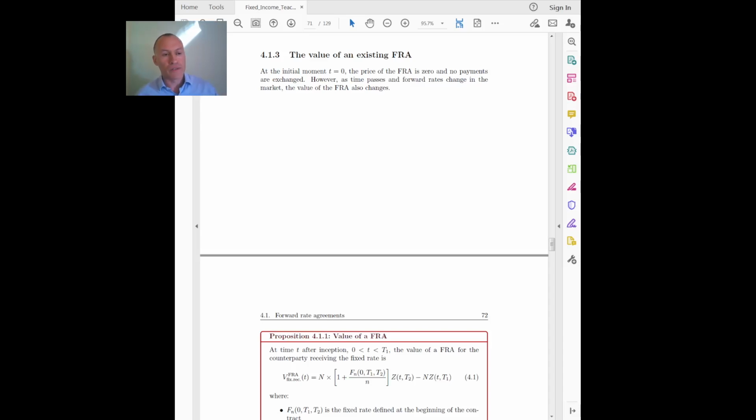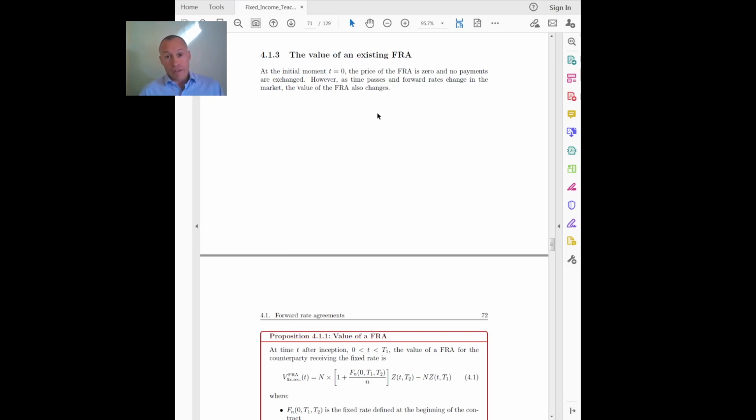Okay, let's now discuss the pricing of forward rate agreements. We will actually do this from the end to the beginning, meaning we will start by looking at the forward rate agreement that already exists and determine the value of the contract. And then we will use this result to go back to the beginning of the contract and see how we can determine the fixed rate that we should write in the contract. So let's start by determining the value of an existing contract.